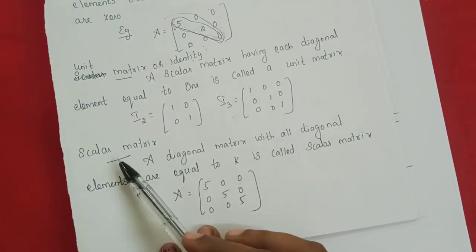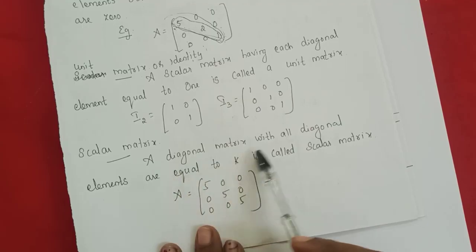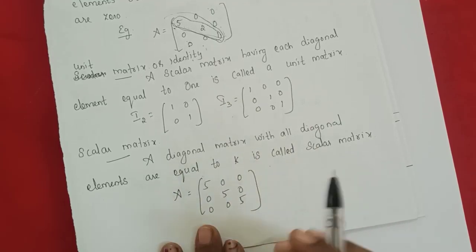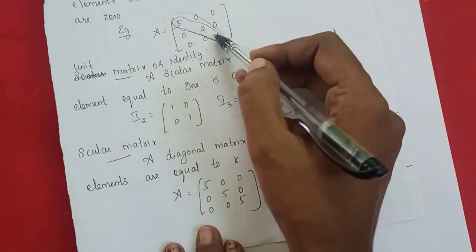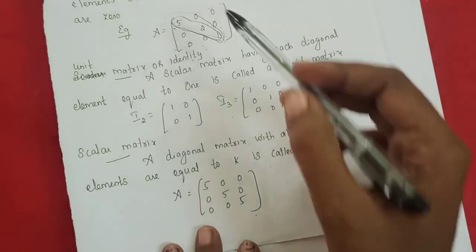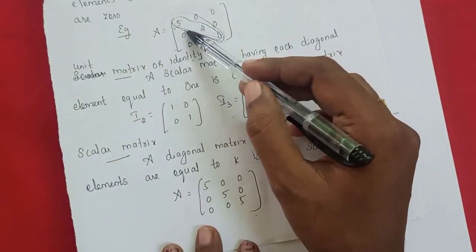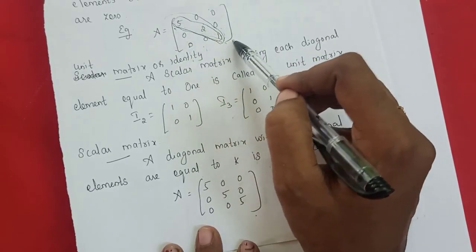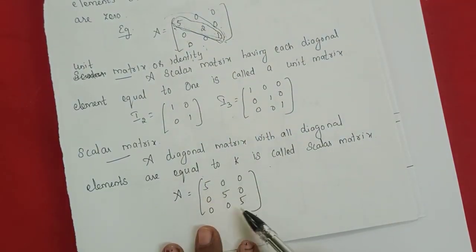In a scalar matrix, which is a diagonal matrix, all the diagonal elements are equal to K. There is a small difference between a diagonal matrix and a scalar matrix. What's the small difference? In a diagonal matrix, the diagonal elements can all be different. Here it is 5, here it is 2, here it is 1. But in a scalar matrix, if it is 5, it is also 5, it is also 5.